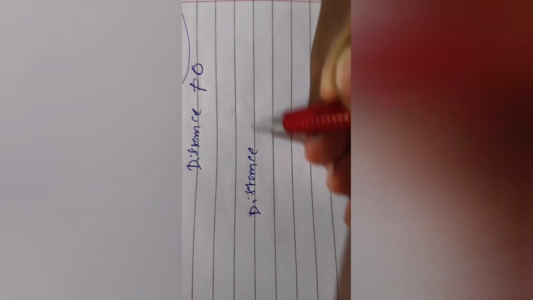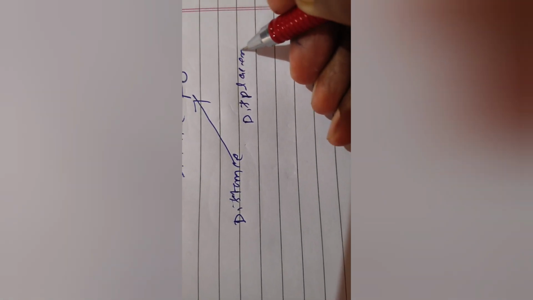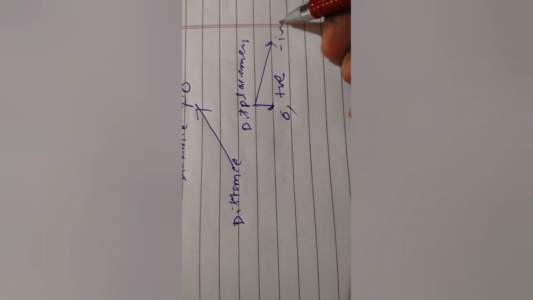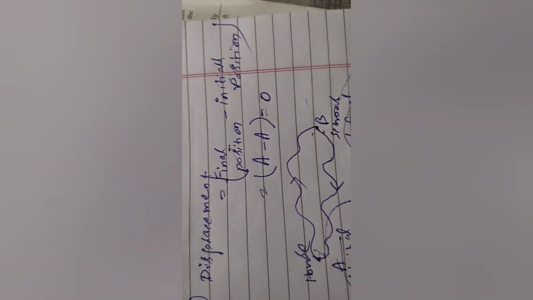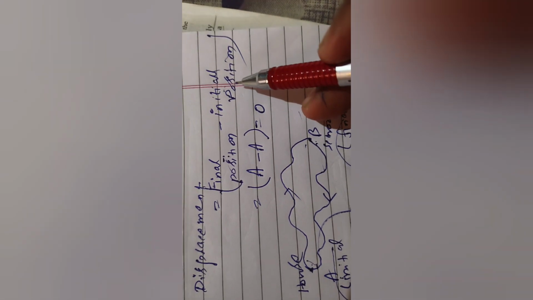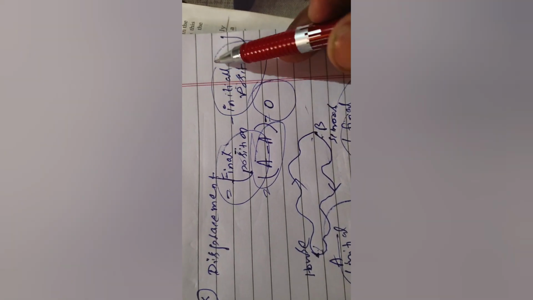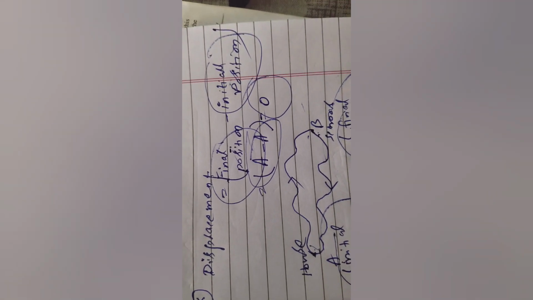What can we conclude? Distance can never be 0, but displacement can be 0, positive, or negative too. If the magnitude of the final position is greater than the initial position, displacement is positive. If the final and initial positions are the same, as in this case, displacement will be 0. And if the magnitude of the final position is less than the initial position, displacement will be negative. That's all about displacement.